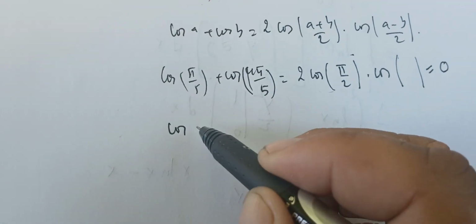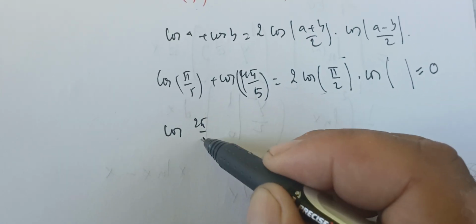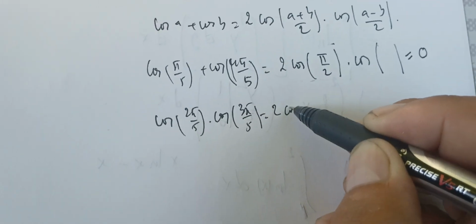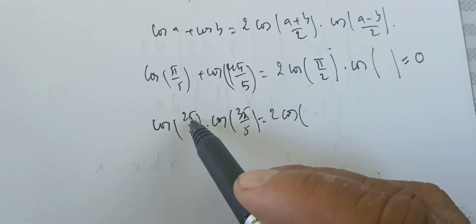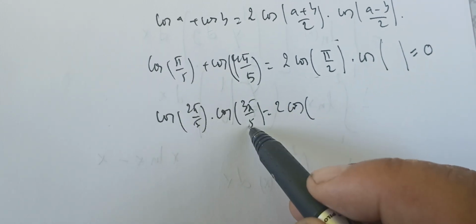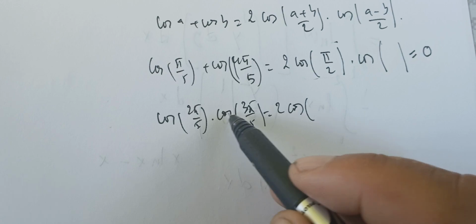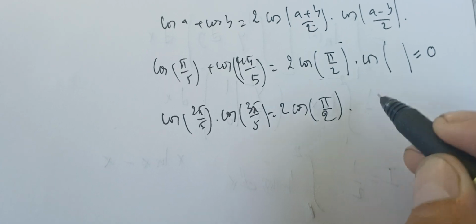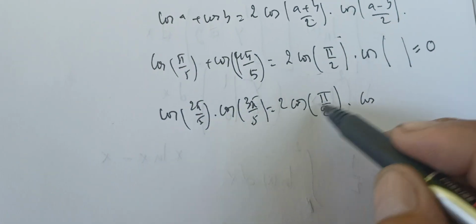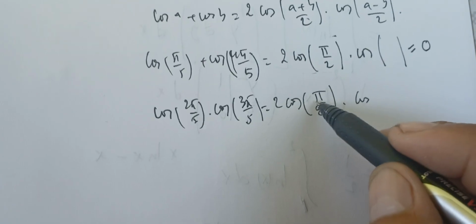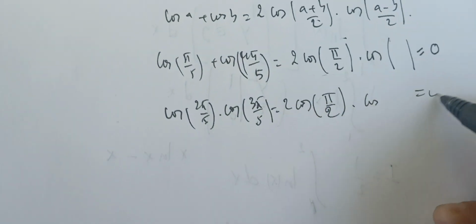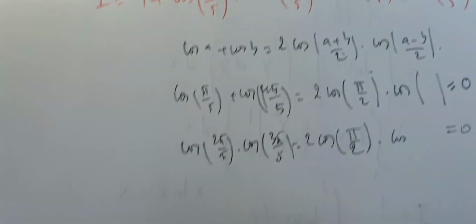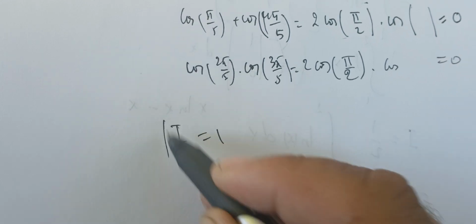Next, cosine of 2 pi over 5 plus the cosine of 3 pi over 5 is 2 cosine of (A plus B) over 2. A is 2 pi over 5 and B is 3 pi over 5. When we add these two, we get pi, and we divide by 2. That comes from here. We get the cosine of pi over 2 times the cosine of the difference. But we don't care about that, because we already get cosine of pi over 2, which is 0. Therefore, these cosines sum to 0, and therefore the sum is 1.